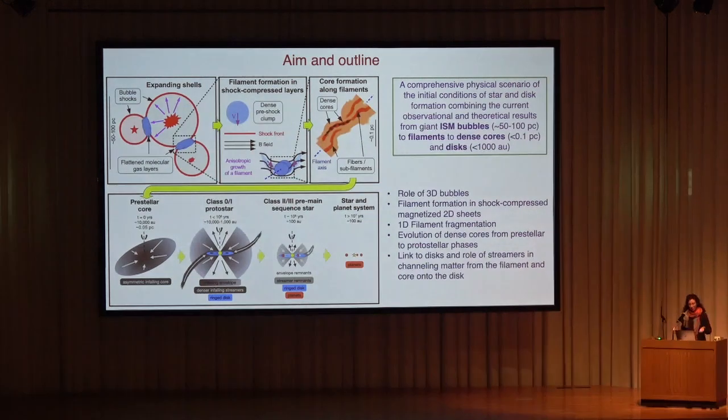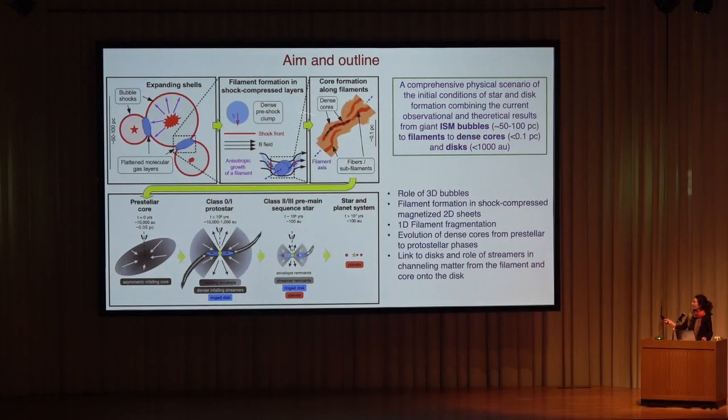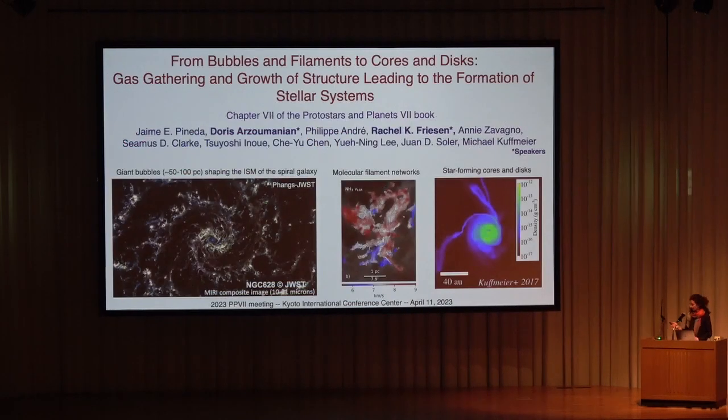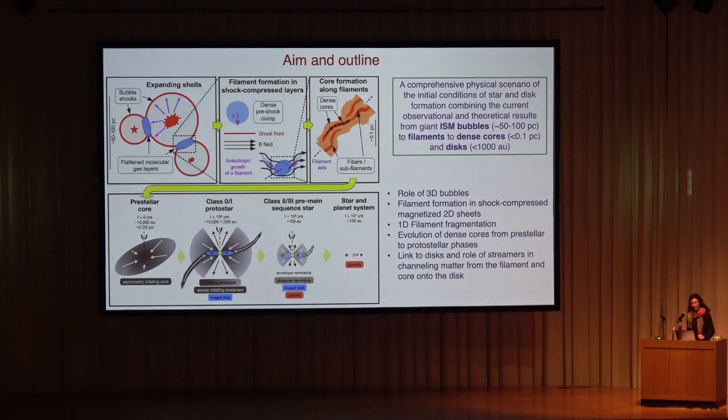Our picture of the star formation process can be summarized with this figure, which highlights the various levels of interstellar structure spanning a wide range in scales, from large-scale 100 parsec scale bubbles down to parsec scale filaments and subparsec scale cores and disks.